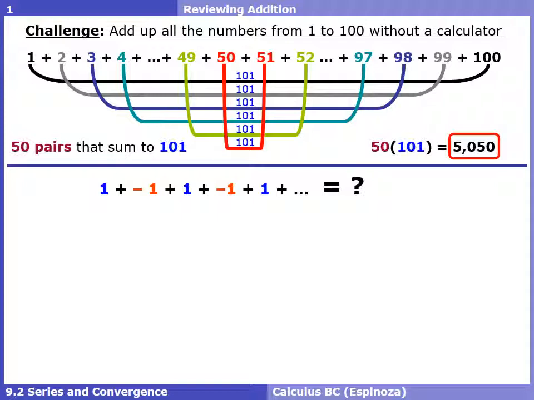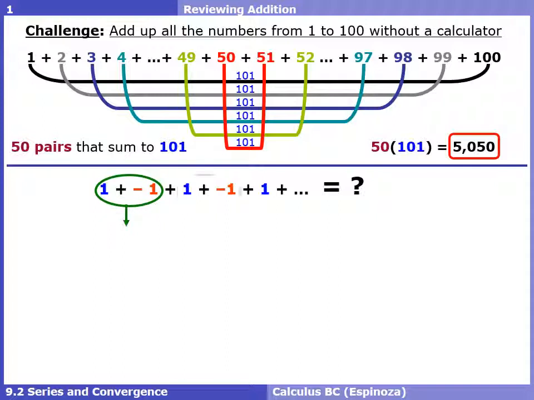So what about this series here? What if we wanted to add 1 plus negative 1 plus 1 plus negative 1 plus 1, an alternating series? We saw this before in 9.1, where it was called an alternating sequence. But remember, a sequence has commas in between the terms. A series is where we're adding up all the terms in this list. So what would this be equal to?